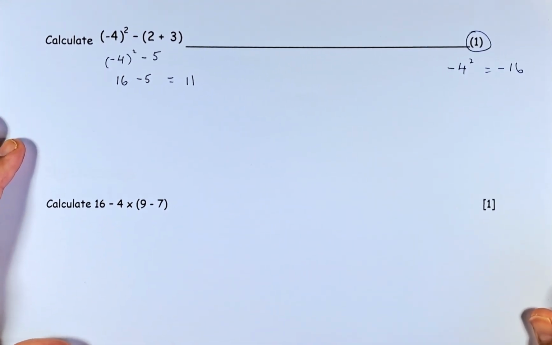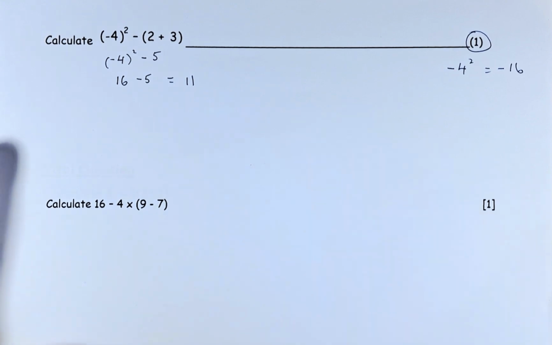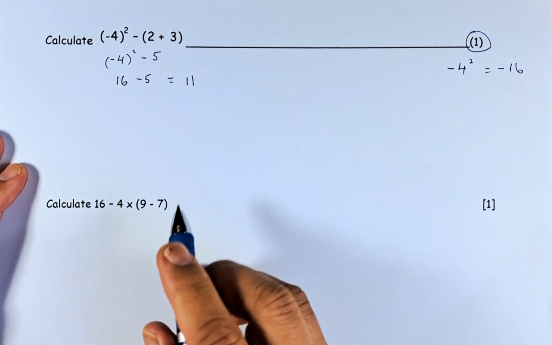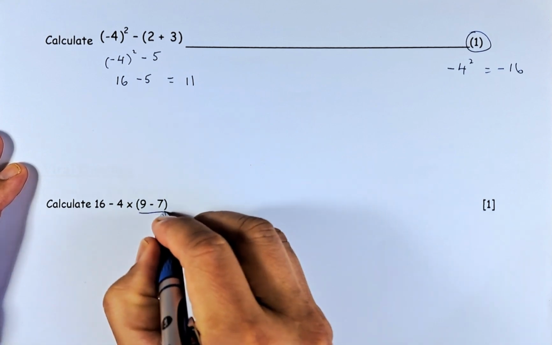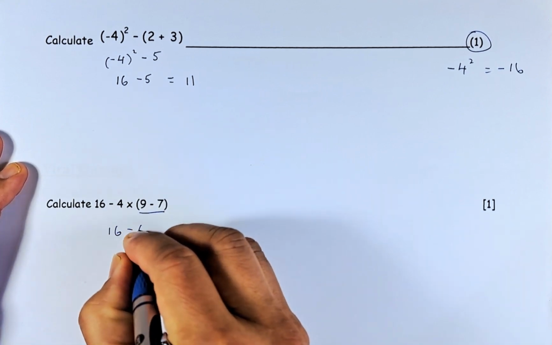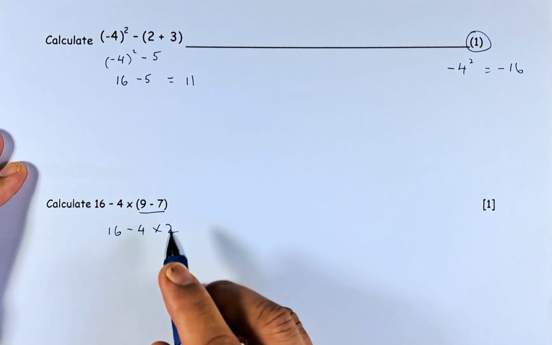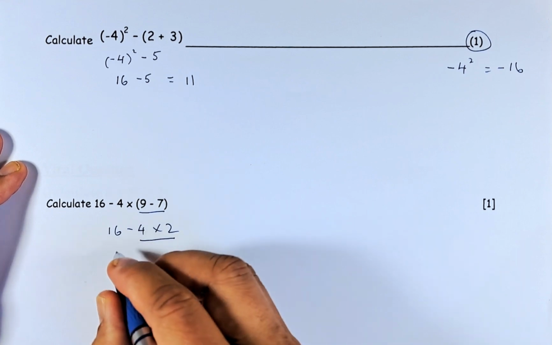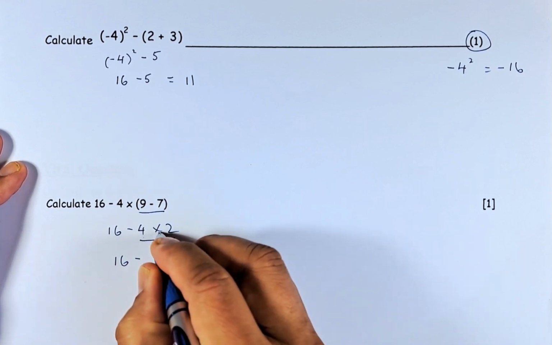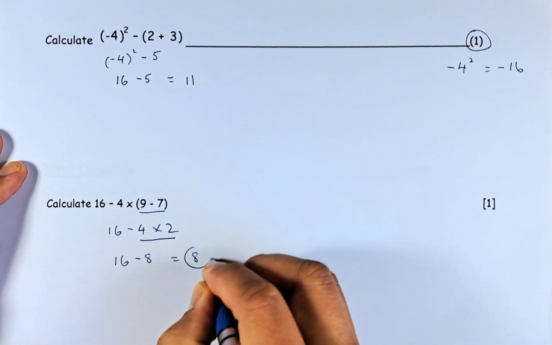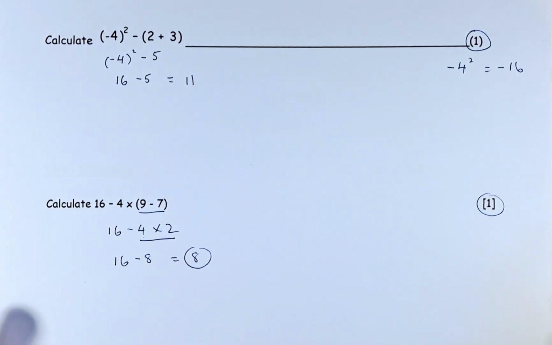Okay, next question is similar. This is another past year exam question. So 16 - 4 × (9 - 7). The first thing you do, you're going to do the bracket. So you're going to have 16 - 4 × 2 because 9 minus 7 is 2. Now we have a minus and multiplication. Of course, we have to multiply first. So 4 times 2 is 8. So it's 16 minus 8 and the answer is 8. And that will be another 1 mark in the exam.